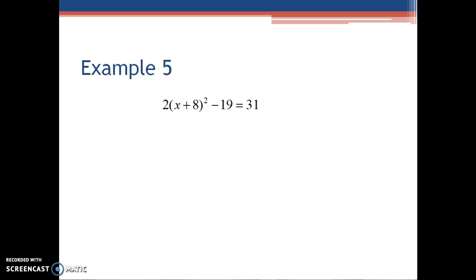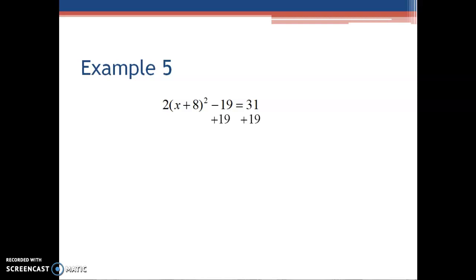Alright, example 5. Now, notice in this one, it's not just the x that's being squared, it's everything inside the parentheses being squared. So we want to keep that x plus 8 by itself before we take the square root of both sides. So to do that, we're going to add the 19 to both sides, and then divide both sides by 2. So let's go ahead and do that first. So add 19 to both sides.